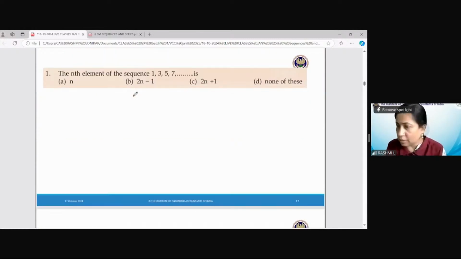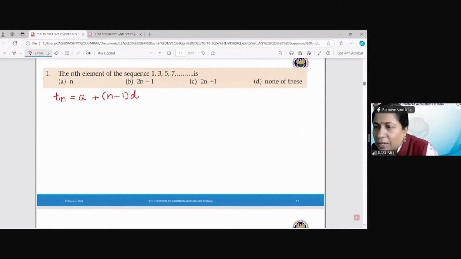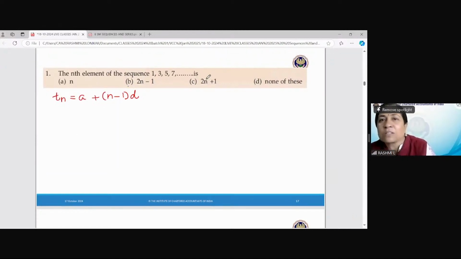This sum is given and you are asked to find the nth term. So what is my formula? Tn is equal to a plus (n minus 1) into d, right? I know all of you have done this in your school also, but still it is better we revise because the language may be different. Now, what is the value of a? A is 1. What is the value of n? We don't know, and they're asking you to find the nth term. So d will be equal to 3 minus 1, which is equal to 2.